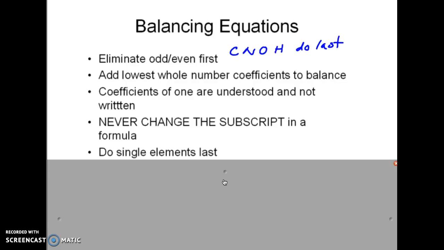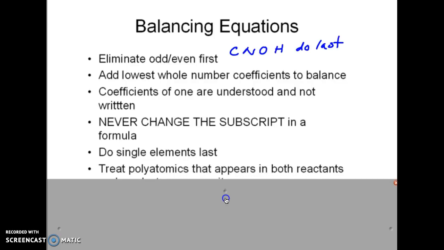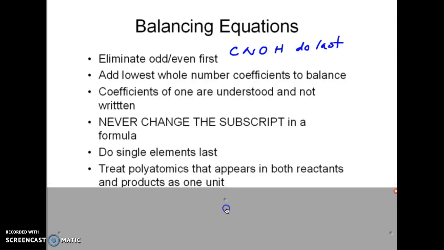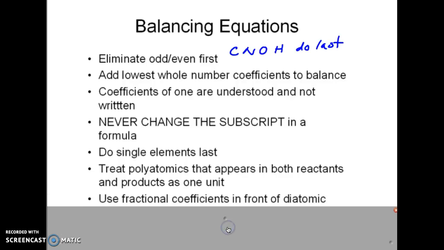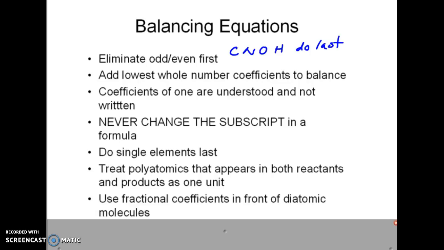You're going to do single elements last. If there's a polyatomic in both reactants and products, you could treat that as one unit, and I will show you how you can do that as well. And at the end of the lesson, we're going to show you a special equation called a combustion reaction, and you are going to be able to use a fractional coefficient. So I will show you how to do that as well. So those are the tips that I've learned on balancing equations, and really the best way to begin this is to just get started. So let's do that.